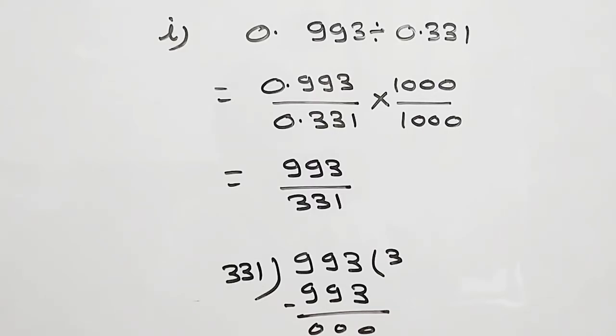Question number I. 0.993 divided by 0.331. When we write it in the form of fraction, it gives 0.993 divided by divisor 0.331. Because in the numerator and denominator, both the decimal numbers are having 3 digits after decimal.